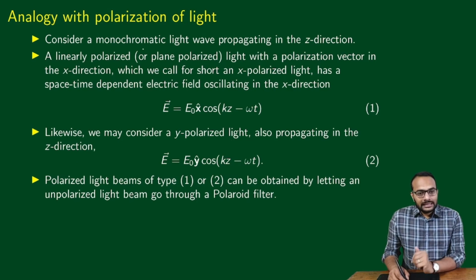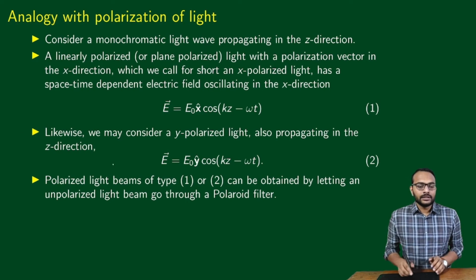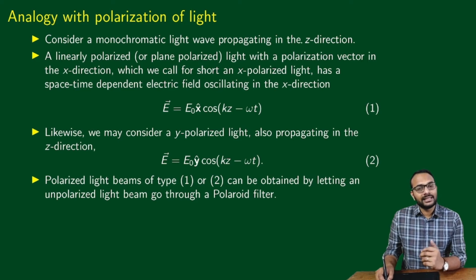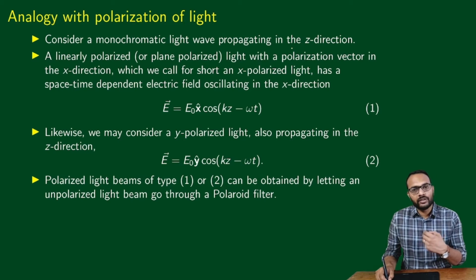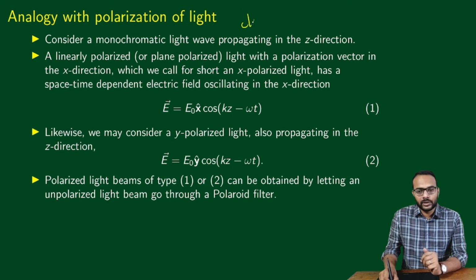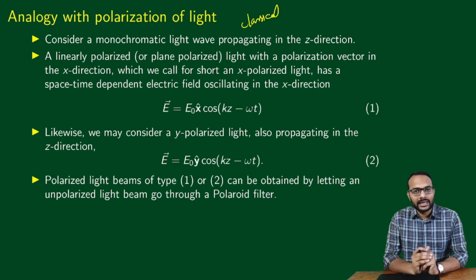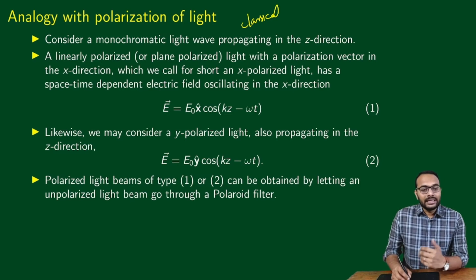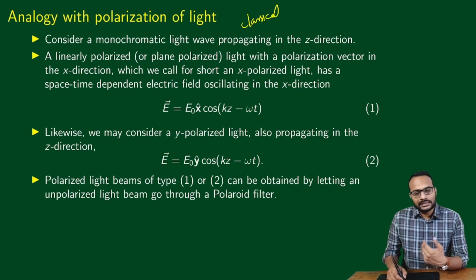So now we go to a classical case of a monochromatic light wave. In classical field theory or electromagnetism, we consider light as a wave. So you consider a monochromatic light wave propagating in the z direction. This is a purely classical picture. You are not talking about photons or anything. It's just an electromagnetic wave. Now a linearly polarized or plane polarized wave. You might have studied already about polarization, etc. If not, it's fine.